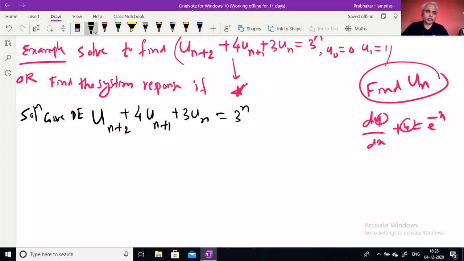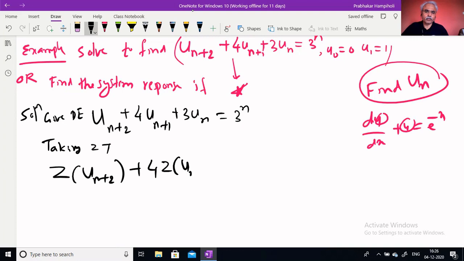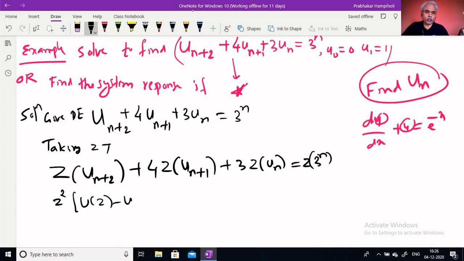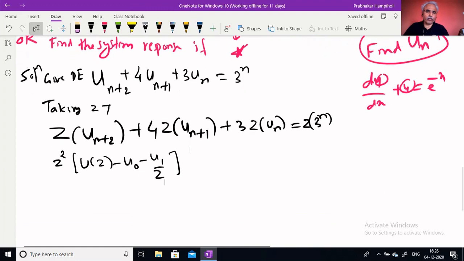Properly, right hand side. Taking z transform of first term plus z transform of second term plus z transform of third term equal to the right hand side, also z transform of the right hand side. Using shifting theorem, this looks like u of z minus u0 minus u1 by z. So if you write one below the other, it is useful, it is not compulsory.